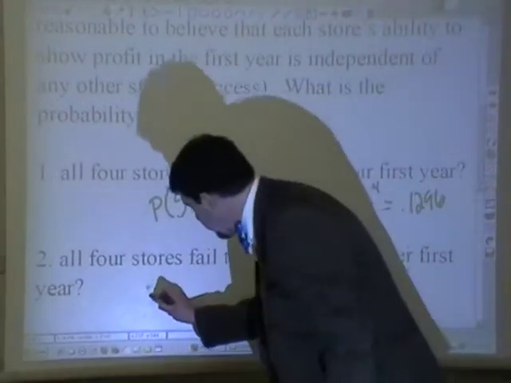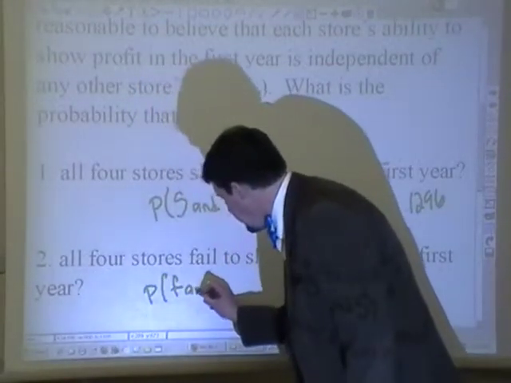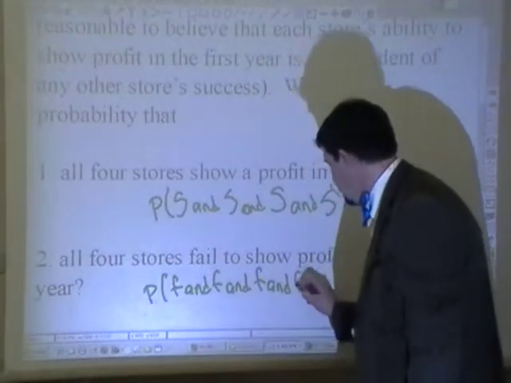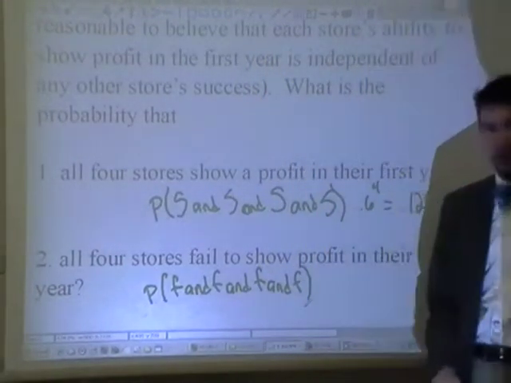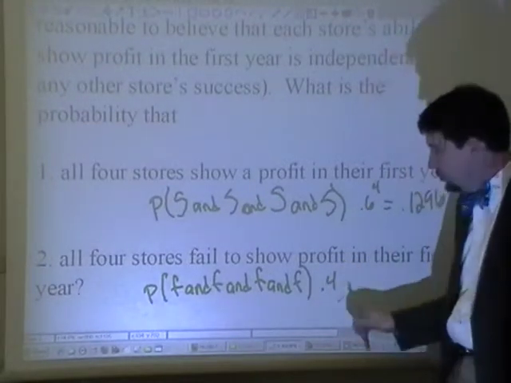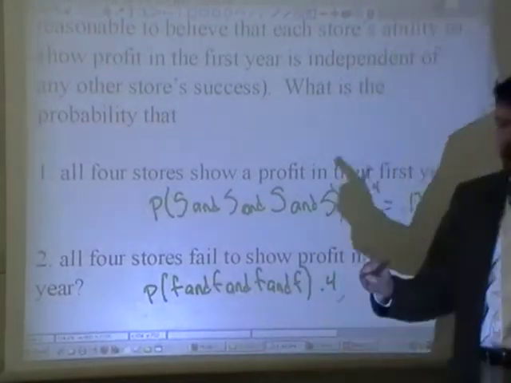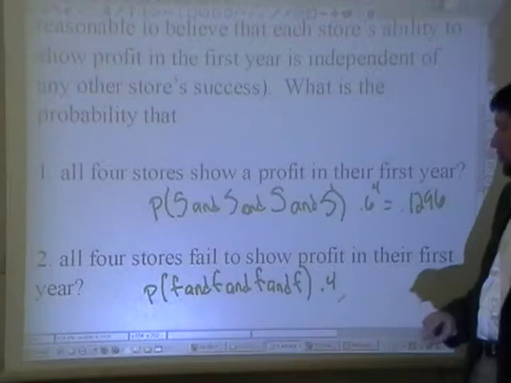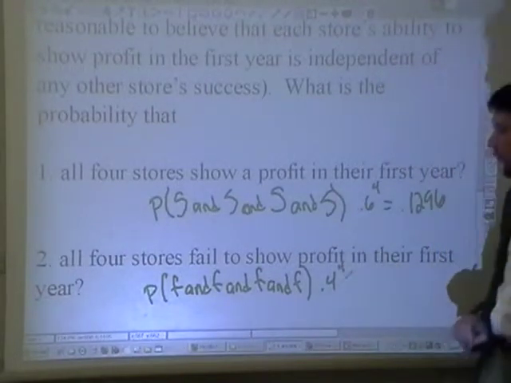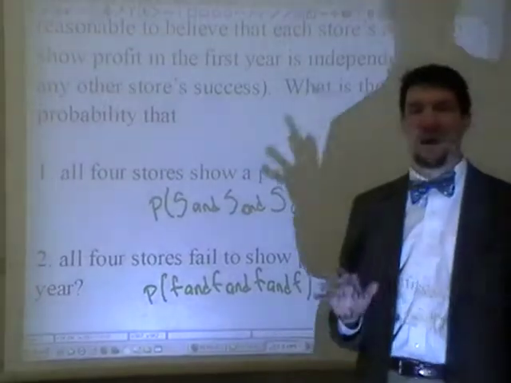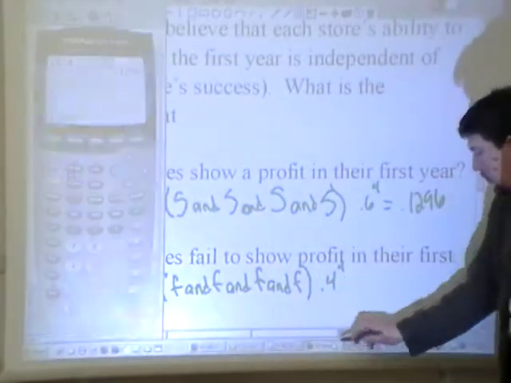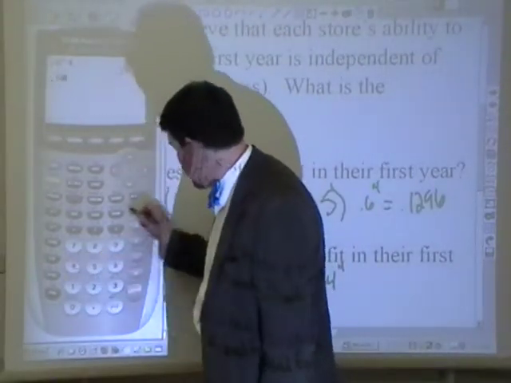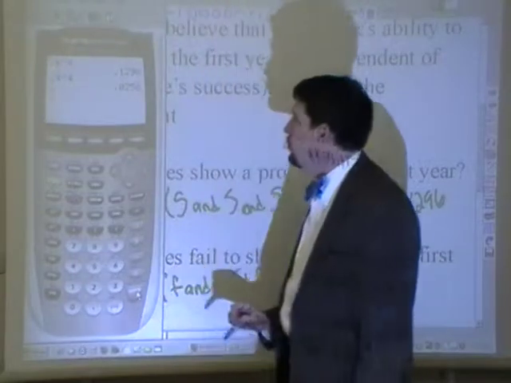Now, all 4 stores fail to show a profit in their first year. So what does that mean? I'm looking for the probability of a failure and a failure and a failure and a failure. Now, what's the probability of failure? Probability of failure is 0.4. So we're looking at 4 events, and in between, multiply: failure and failure and failure and failure, 0.4 times 0.4 times 0.4 times 0.4, which is 0.4 to the 4th power. Be careful, that's not 0.4 times 4. So, 0.4, oh, is it 1 minus this? No, it's not. 0.4 to the 4th power equals 0.0256.